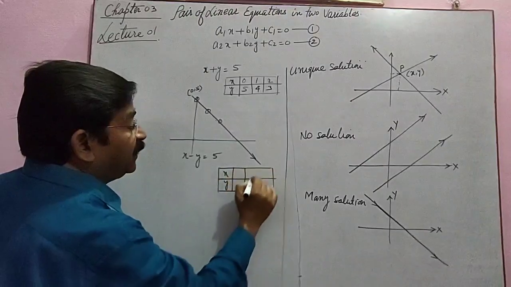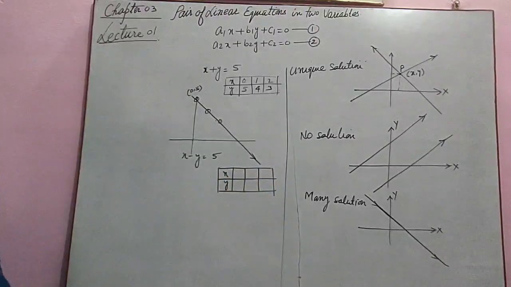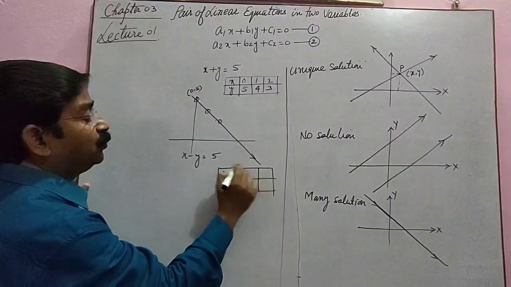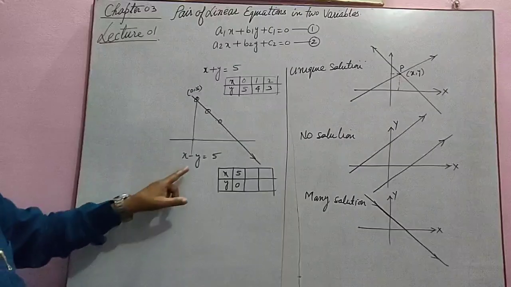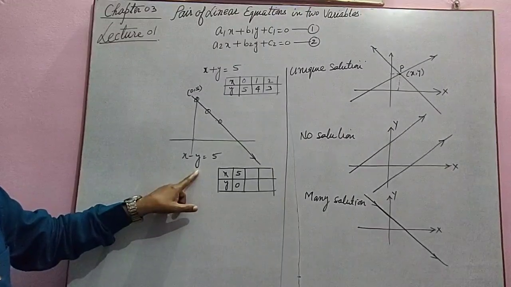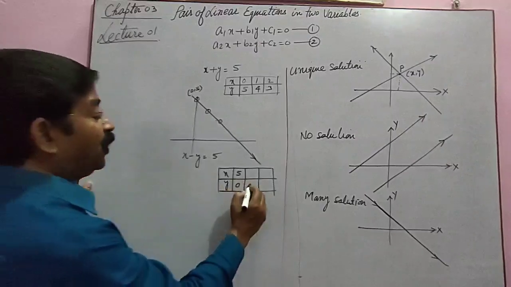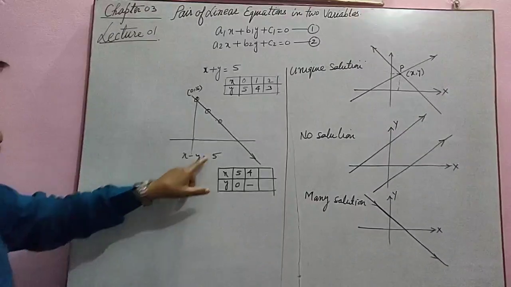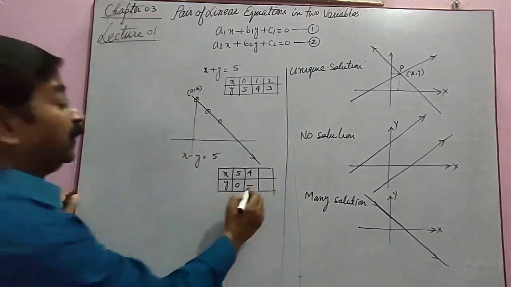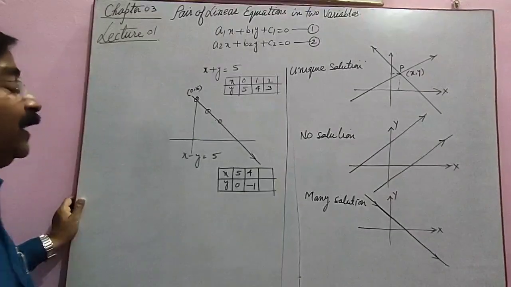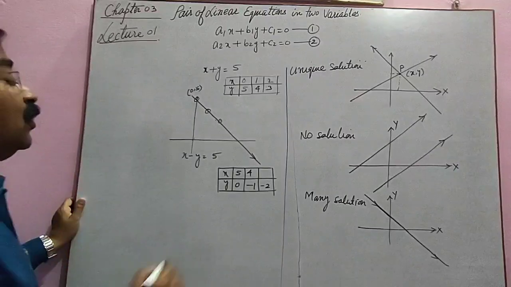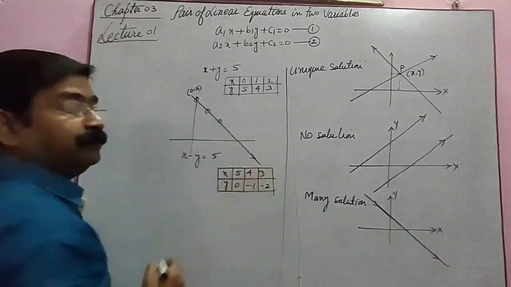X and y, at least 3 values. If you put y is equal to 0, then we have x is equal to 5. If you put y is equal to minus 1, then we have x is equal to 4, since minus into minus is plus 1, this goes to the right and becomes 4. If you put y is equal to minus 2, then we have x is equal to 3.